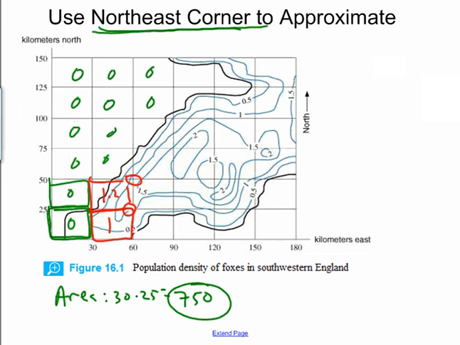We'll do a couple more boxes. In this box here, that value is 1.5. So I'm writing the densities in each of those boxes, and what I'm doing is using the northeast corner to approximate the density over the entire box. Now, this is an approximation because, as you notice, density is changing. That's 1.5 along this line, but here it's 1 and here it's 0.5. So clearly, it's not 1.5 throughout.